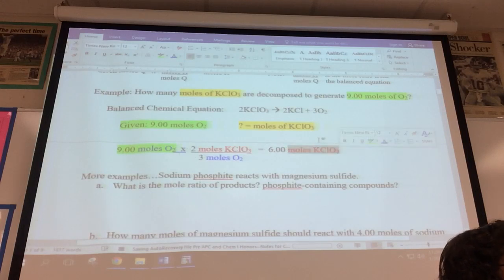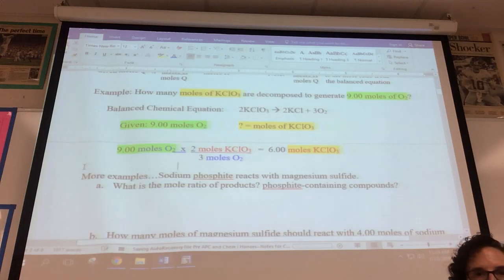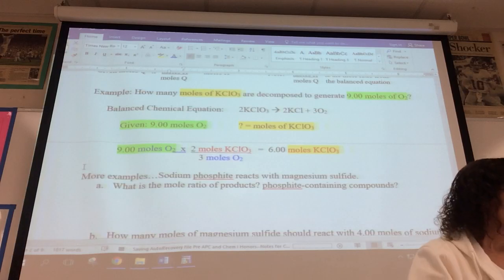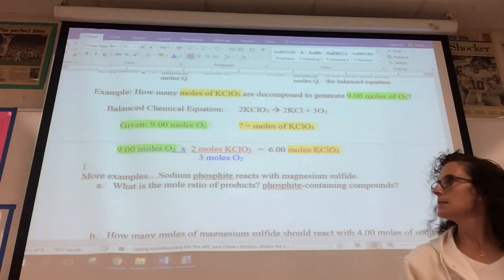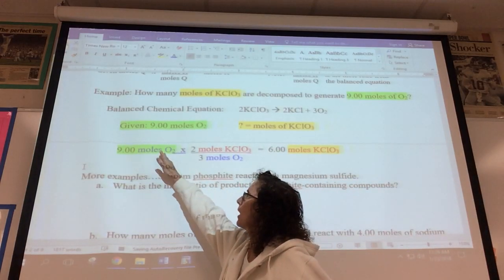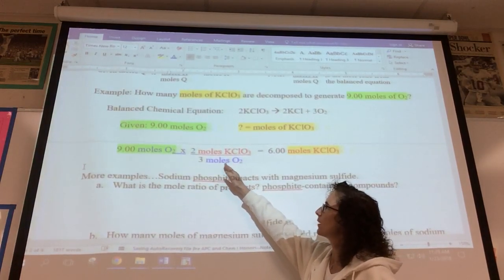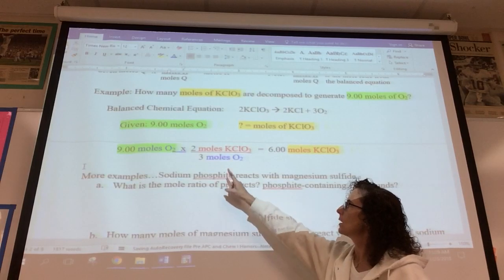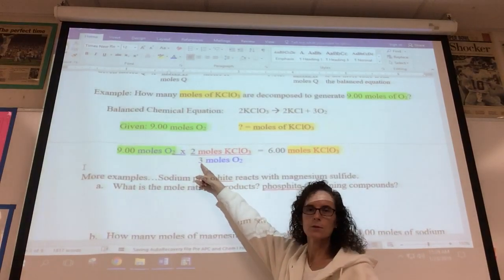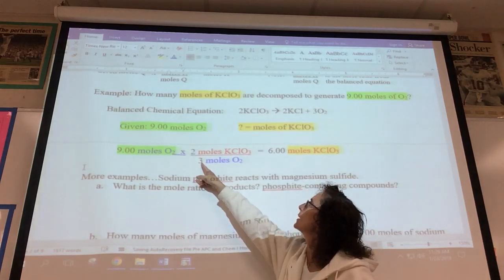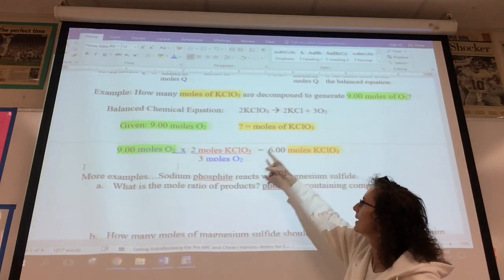What you want to know is always at the end. Let your units drive your problem here. The units and substance in the given is moles of oxygen. I need moles of oxygen here. This number comes from the balanced chemical equation. 3 moles of oxygen gas.